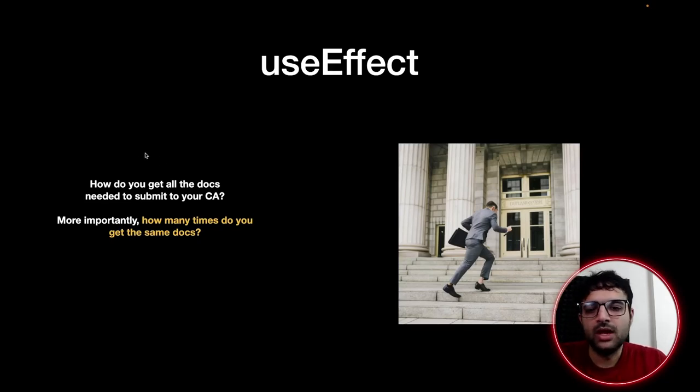Real world example. How do you get all your docs that you need to submit to the CA? More importantly, how many times do you get the same docs? Let's say there are 10 different income sources you have. You are a rich person and you have, let's say, 3 bank accounts. You go to SBI once, you get your complete year bank statement. Let's go to the iPad for this one.